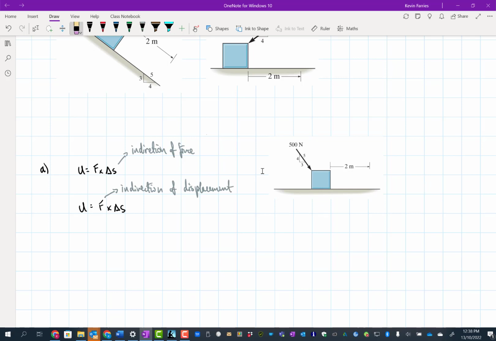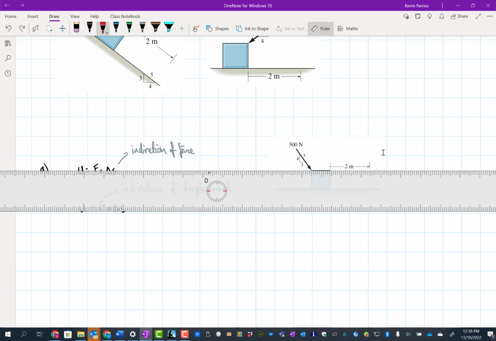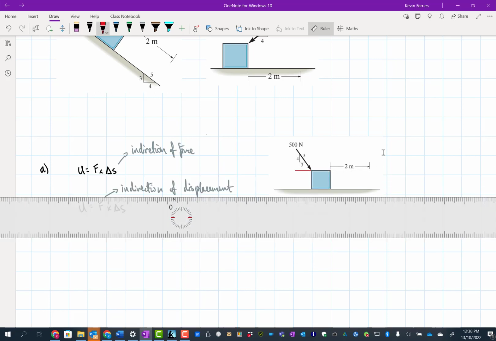For this one here, the obvious way to do it is to find the components of this force. It's getting displaced in this direction, and so we need the component of the force in the horizontal direction. Rather than do a full free body diagram, I'll just draw the components onto this diagram. And so that's going to be Fx.